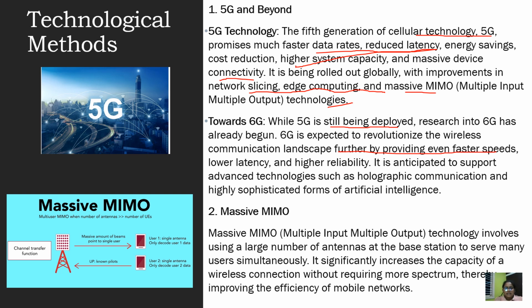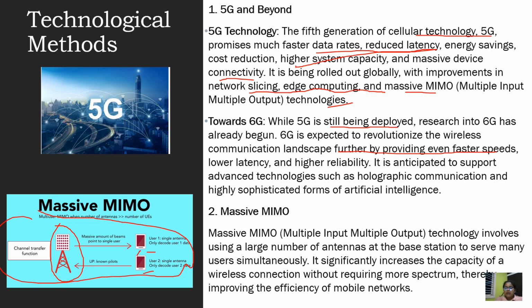Next, let us see massive multiple input and multiple output. Here you can see the basic structure of massive MIMO. Here you can see user 1 and user 2. This is the channel transfer function. This can be the transmitter and this can be the receiver, or this can be the transmitter and it can also be the receiver. Let us see what is massive MIMO.